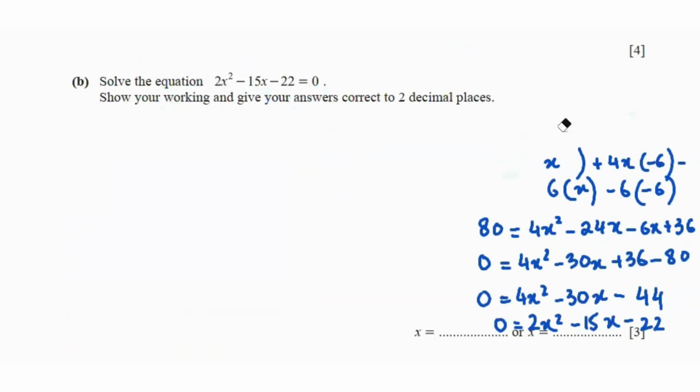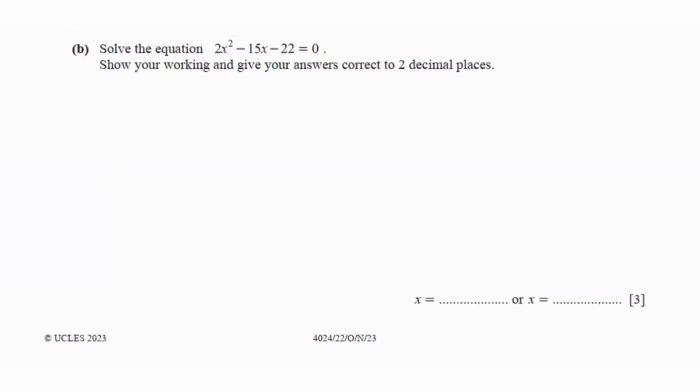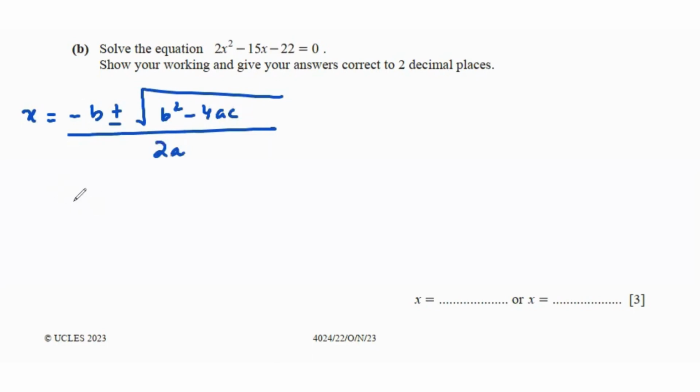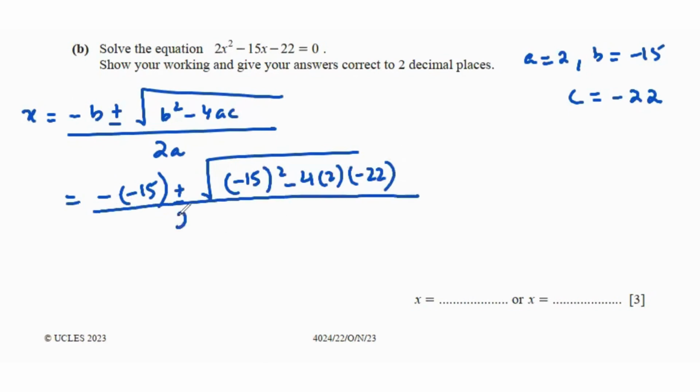Then it says solve the equation, show your working, giving your answer correct to 2 decimal places. So what we're going to do is use the quadratic formula. x equals negative b plus or minus the square root of b squared minus 4ac, over 2a. a is 2, b is negative 15, and c is negative 22. So minus negative 15 plus or minus the square root of negative 15 whole squared minus 4 times 2 times negative 22, over 2 times 2.